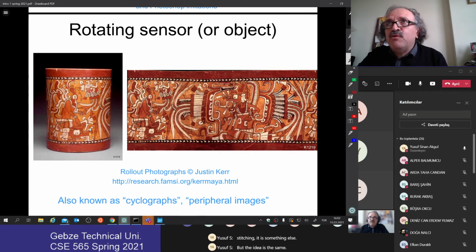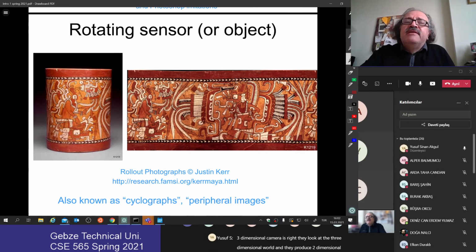The cameras that we use so far are three-dimensional cameras, right? They look at the three-dimensional world and they produce two-dimensional images. How about this? I have a camera.